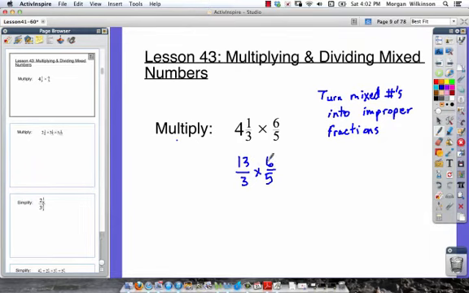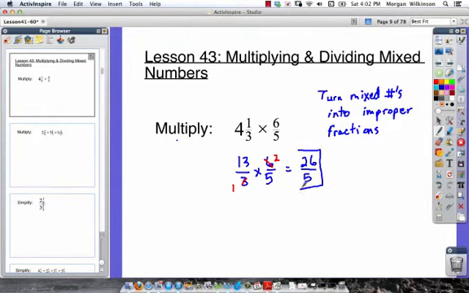And then finally, well, does 3 go into 6? Yes, 3 goes into 6 2 times. So instead of having 6 over 3, we're going to have 2 over 1. That makes our multiplication a lot easier, because we're now going to have 13 times 2, which is 26, and 1 times 5, which is 5. So we get an answer. We've got an answer of 26 over 5, and that's exactly how we're going to leave it.